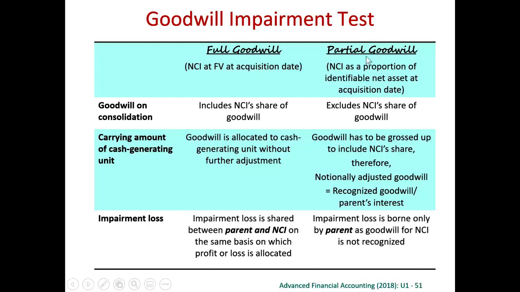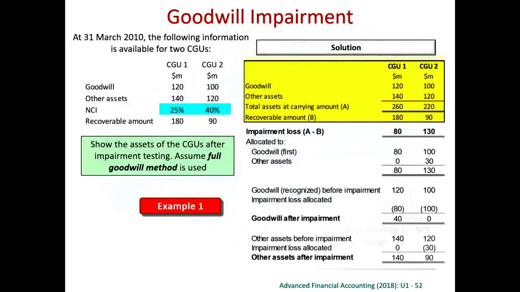In a normal case, no problem, we just compare the recoverable amount with the carrying amount. But because we can use the partial goodwill method, if we are using it, then NCI is measured only at the proportion of the fair value of the net asset. So in your consolidated financial statements, you did not include the goodwill for NCI. Therefore, the carrying amount in your consolidated financial statements may be understated. Therefore, we must gross up to the estimated full goodwill. So you will not compare the recoverable amount with an understated carrying amount. Take an example.